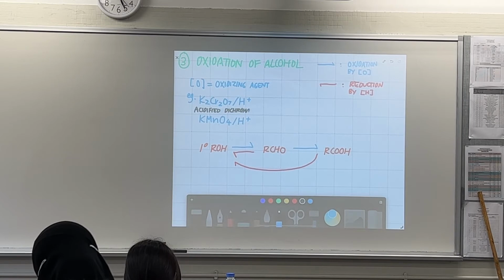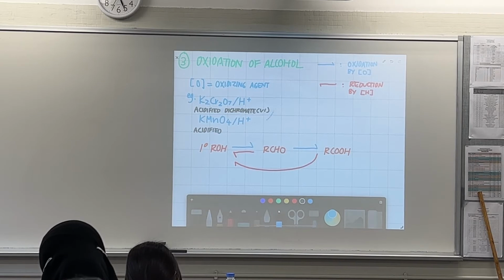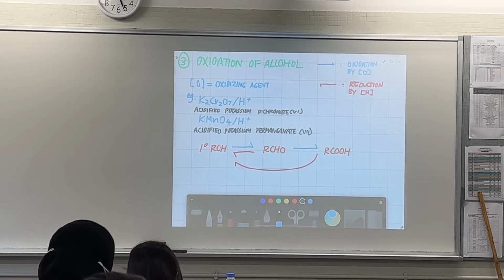Acidified potassium dichromate(VI), or sometimes you will just not see the number 6. The 6 is to highlight the oxidation number of Cr. I forgot potassium, sorry, so there should be potassium in here, my bad. And this one is also potassium, but permanganate(VII) this time. These are the oxidation numbers of the elements Cr and Mn.